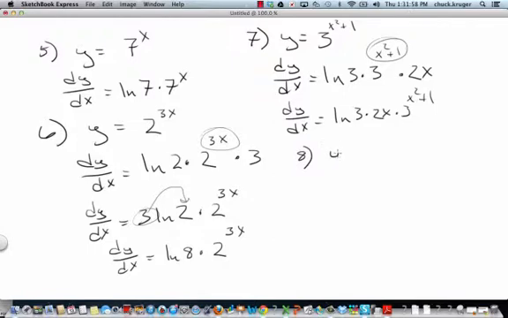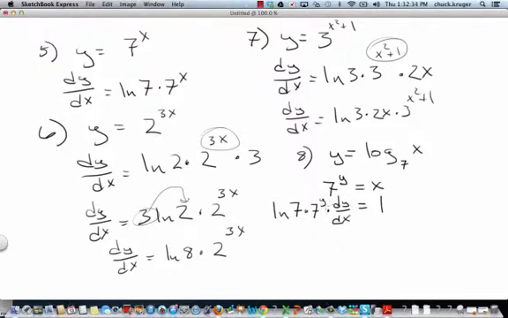And I have y is equal to the log base 7 of x. Well, I want to take the derivative, I haven't done that before, so what I'm going to do is put it in a different form. I'm going to put it in exponential form, so that means my base is 7, my exponent is y, and my answer is x. And I'm going to take the derivative of both sides. This is going to be 1. This will be the natural log of 7 times 7 to the y times dy/dx, because implicit differentiation means anytime I take the derivative of y, I'm going to be writing dy/dx.